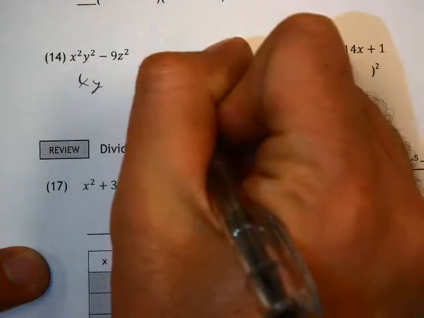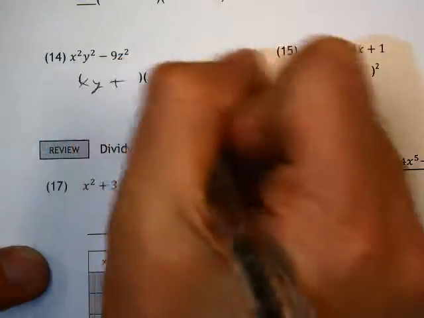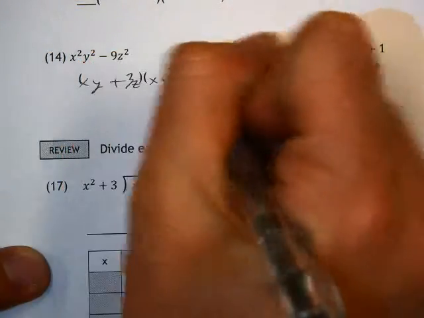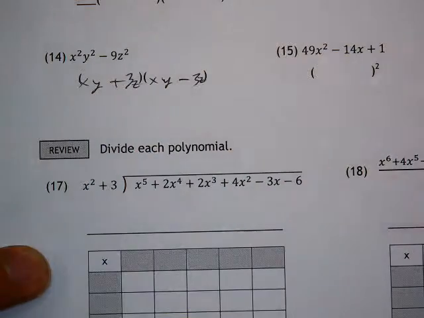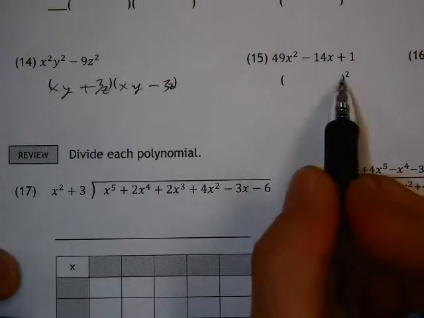xy, again taking the square root of that first term, plus, minus, and then the square root of that will be 3z, 3z. Now number 15, this is a pretty big hint.